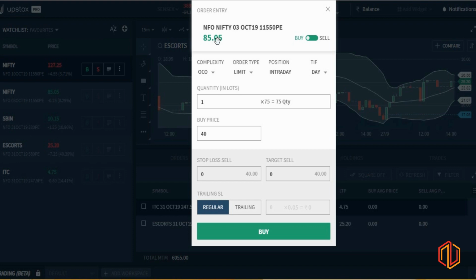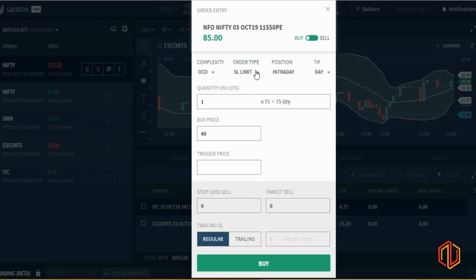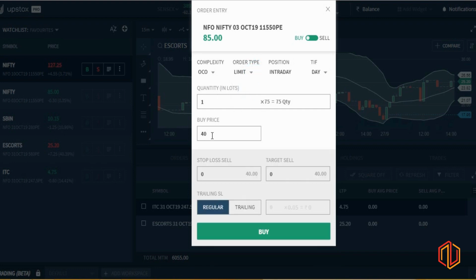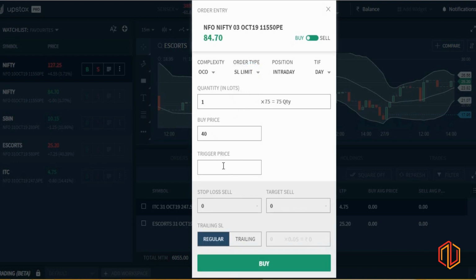I'm expecting Nifty to fall and I am expecting the premium to be around 40, which is where I want to enter the market. So first of all, I will be using the order complexity OCO, which is one cancels the other. Order type would be limit if you want to buy below the market price. If you want to buy above the market price, then you will use SL limit. In our case, we want to buy below the market price, so we use just the limit order. SL limit is used if you want to buy at the resistance after a breakout.